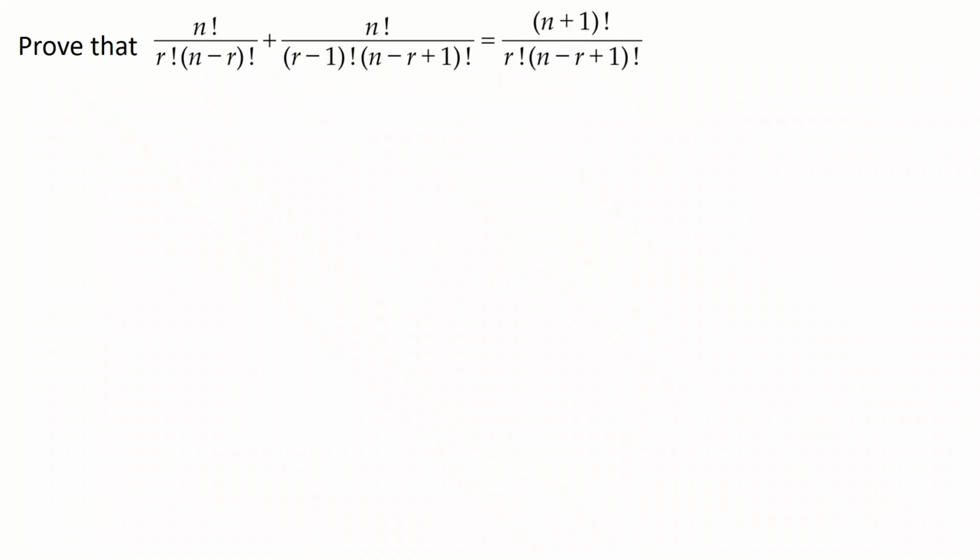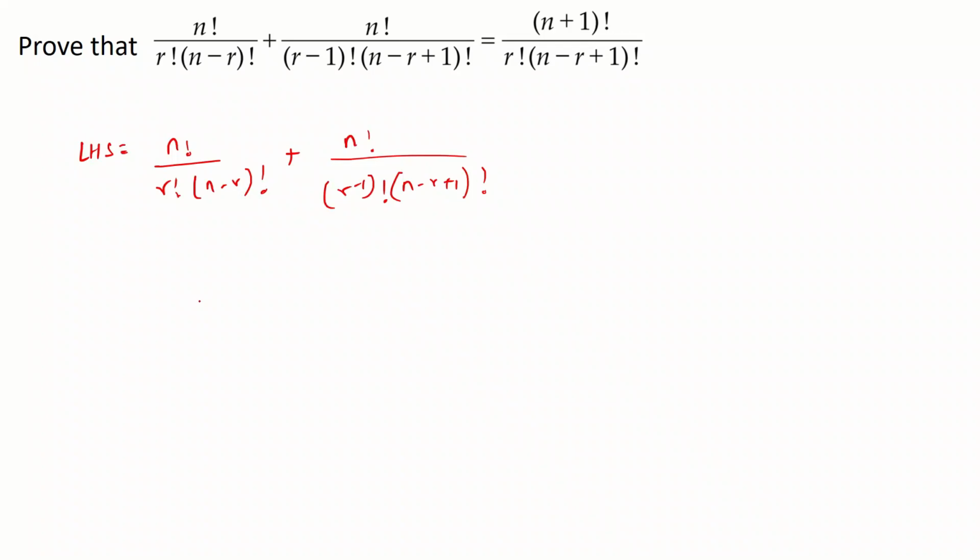Let's take up another question. We have to prove something. So let's start with the left hand side. Now we have to simplify it to get the right hand side. So what do we do? We first of all write this r factorial as r times r minus 1 factorial.